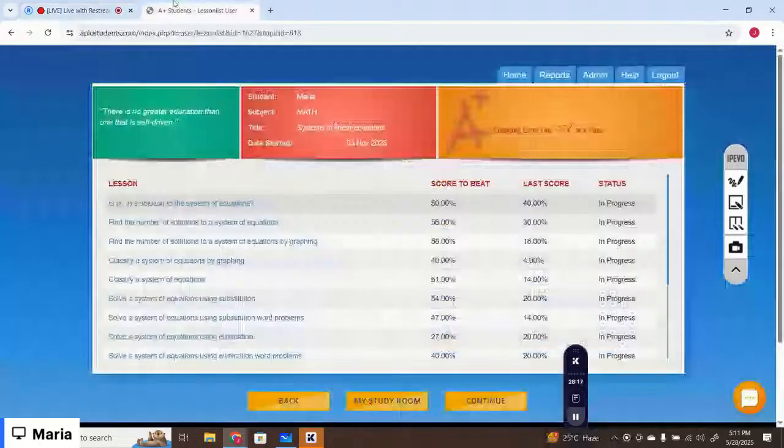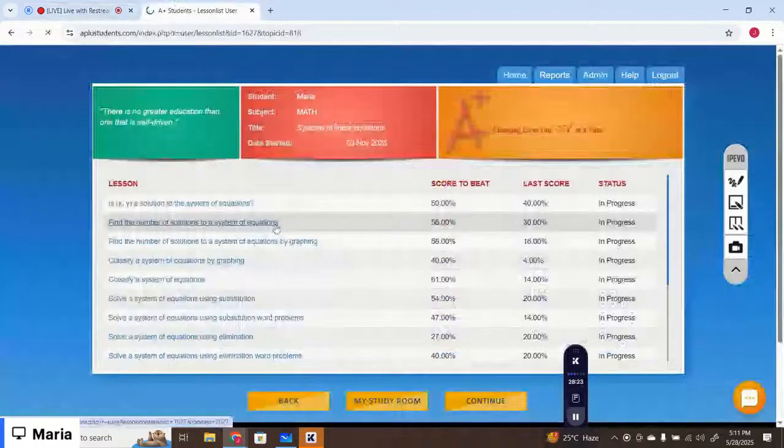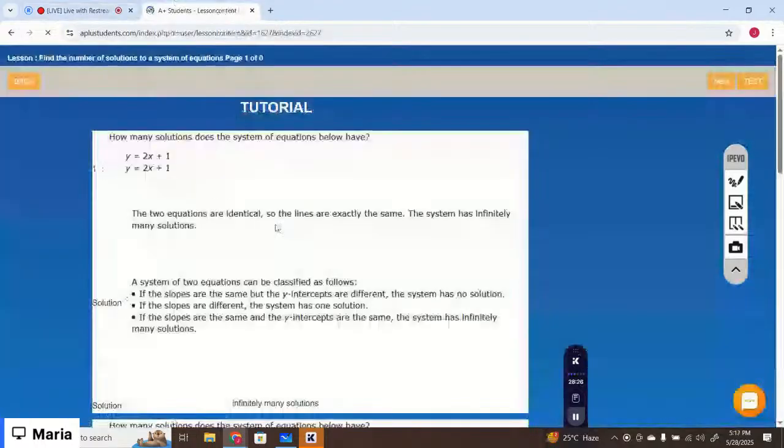Okay, the next lesson is find the number of solutions to a system of equations. Let's just start with the next lesson. How many solutions does the system of equations below have? So we are given two equations. They are y equals 2x plus 1, and the other one is exactly the same, that is y equals 2x plus 1. So the two equations are identical. So the lines are exactly the same, right? So the system has infinitely many solutions.